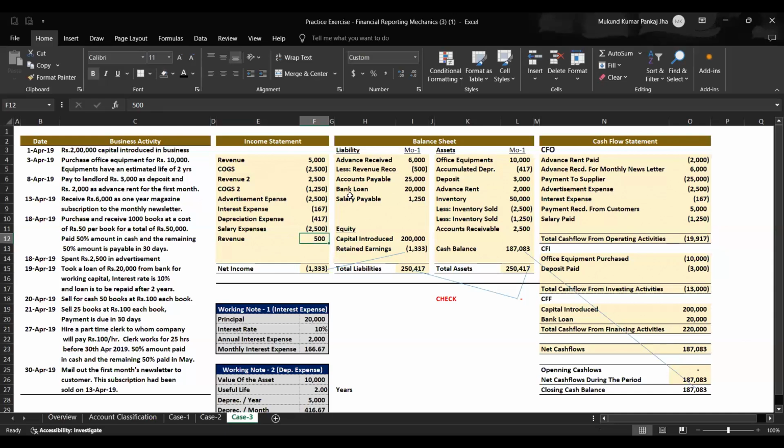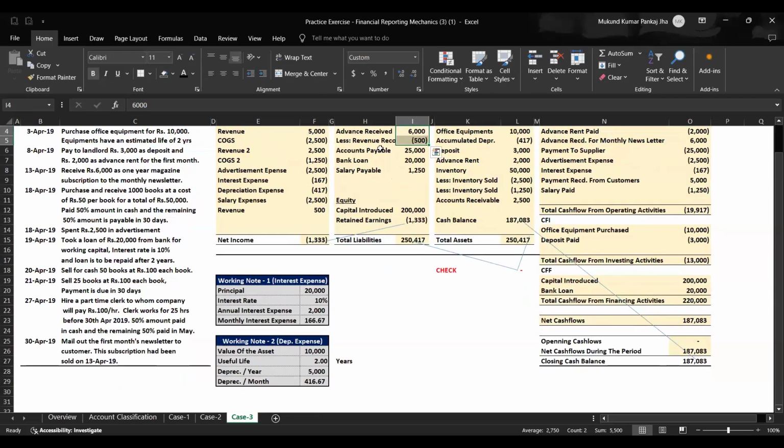And since I have provided you with 500 rupees worth of newsletter, now you can't ask me for 6,000. What are you going to ask me? You can only ask me for 5,500. That is why I have subtracted this 500 from this 6,000. That is why the advance received for revenue is only 5,500 now. That is why this has been subtracted.